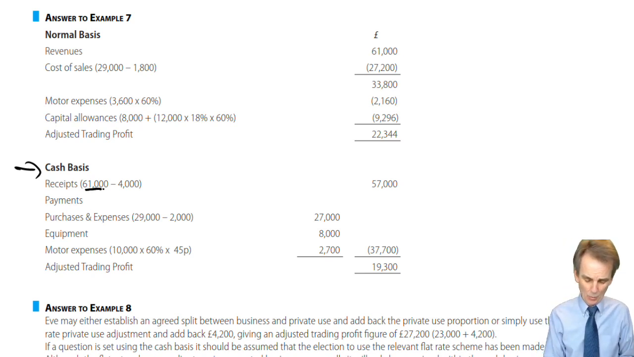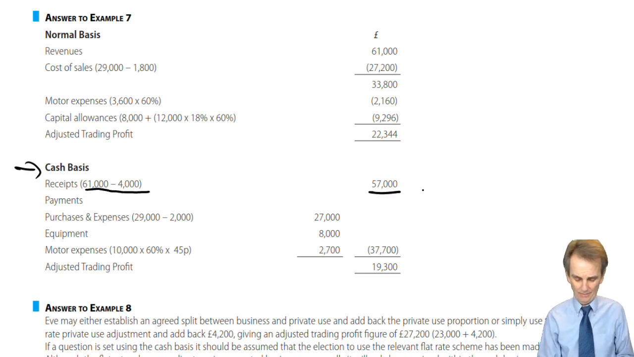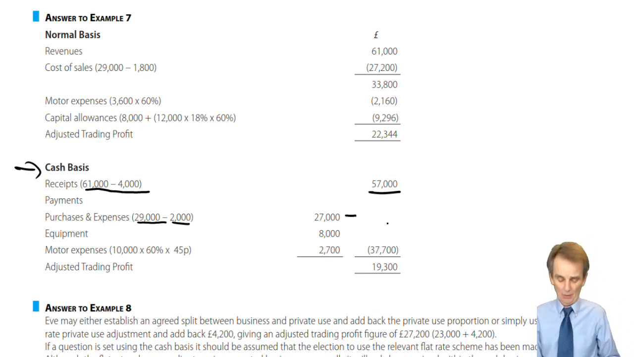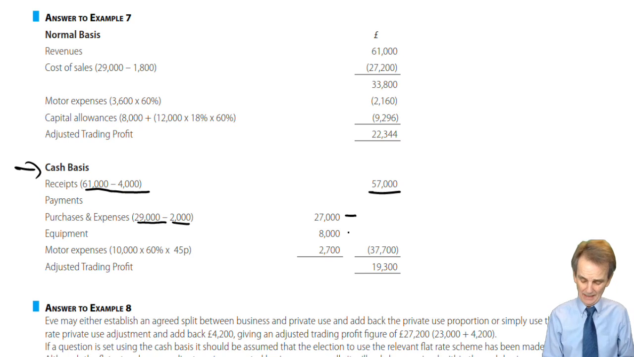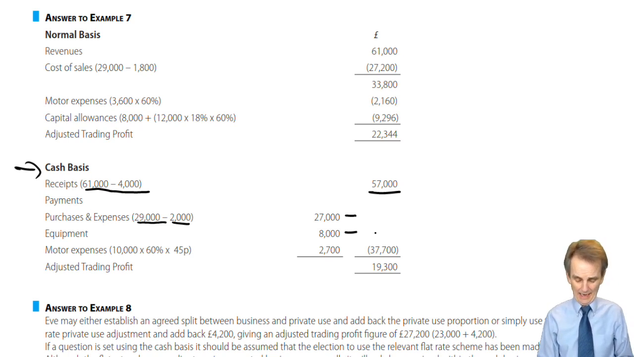The sales were 61,000, 4,000 was still owed, so the cash receipt 57. Purchases and expenses, purchases 29,000, 2,000 was still owed, payments 27,000 there. The equipment, again, purchase of plant and machinery, normal stuff. Again, all of that will be allowable.